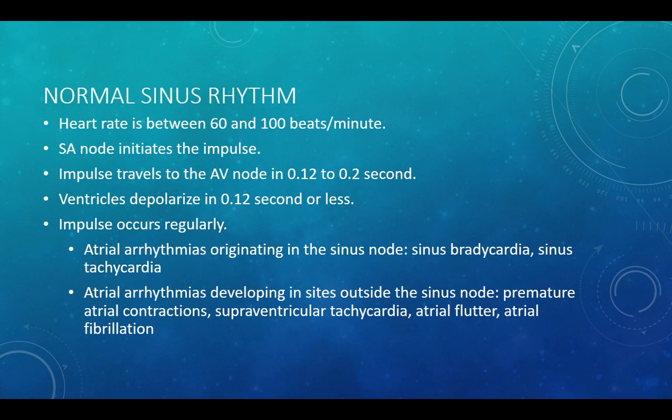Impulse occurs regularly. Atrial arrhythmias originate in the sinus node: sinus bradycardia, sinus tachycardia. And then atrial arrhythmias developing in sites outside the SA node: premature atrial contraction, supraventricular tachycardia, atrial flutter, and atrial fibrillation.